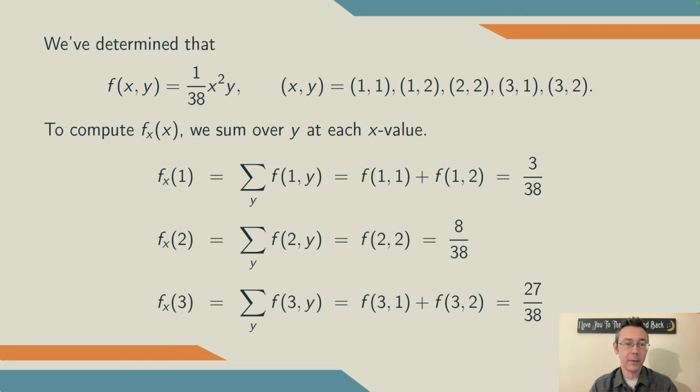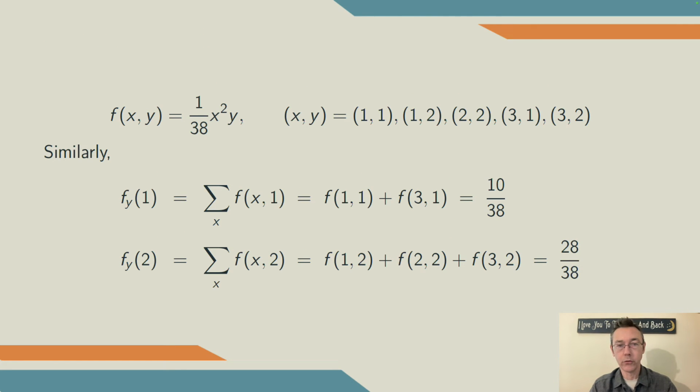Let's determine f sub x of x. And we're going to do that just by repetition, basically. For each of the possible x values that are in the support, we are going to sum over all the possible y values. So for instance, f sub x of 1 is f of 1 comma 1 plus f of 1 comma 2. We get 3/38. Similarly, you can check that f sub x of 2 is 8/38 and f sub x of 3 is 27/38. Similarly, for the marginal probability mass function of y, we get f sub y of 1 is 10/38, f sub y of 2 is 28/38.